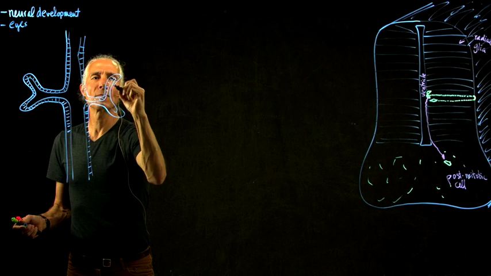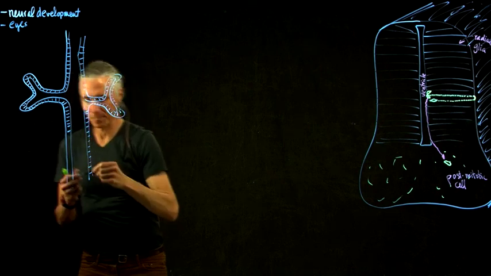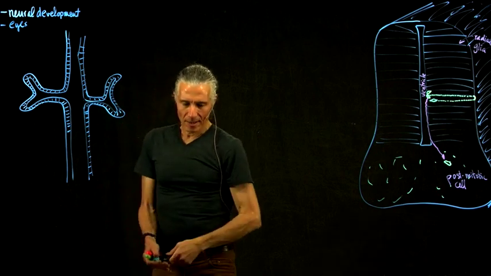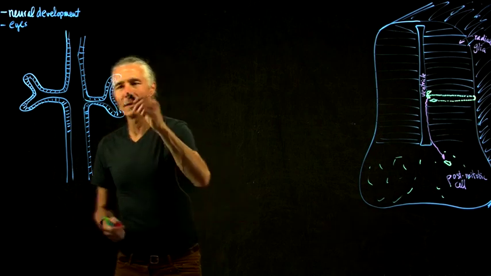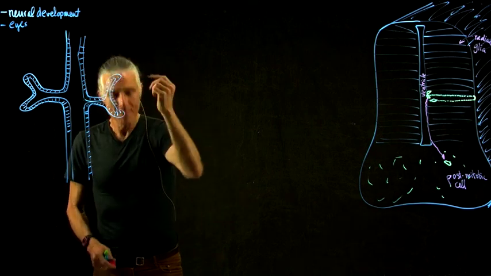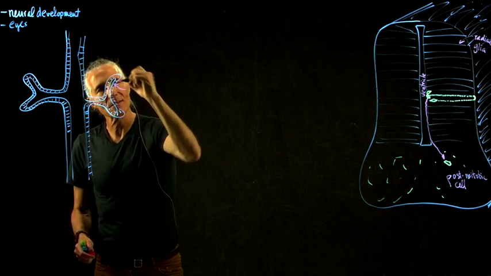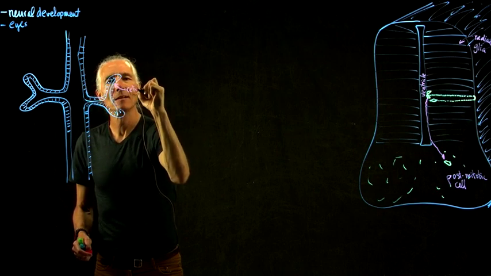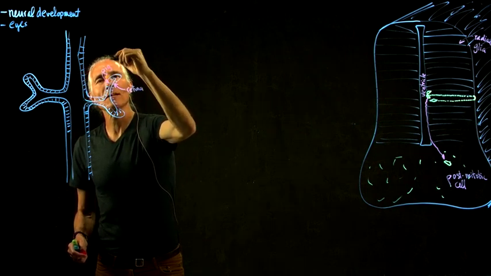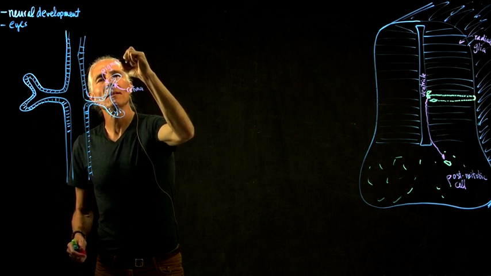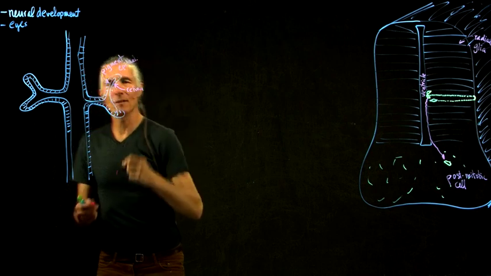And so this is going to form the retina and the pigment epithelium. So if we look at what's what, this thing here is the retina, and this thing here is the pigment epithelium. We'll talk about it again when we get to the retina.